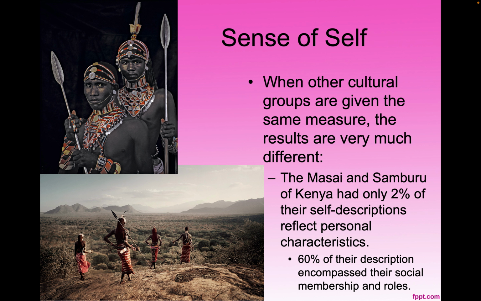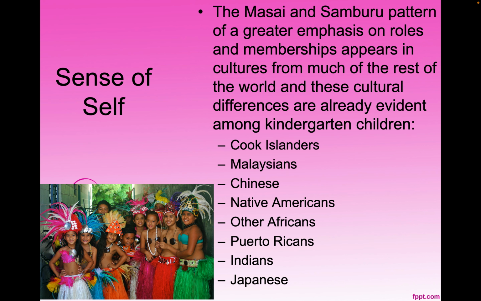When other cultural groups were given the same measure, the results are very different. The Maasai and Samburu of Kenya have only 2% of their self-descriptions reflect personal characteristics. 60% of their descriptions encompass their social membership and their roles because they are collectivist. A pattern of a greater emphasis on roles and memberships appears in cultures from much of the rest of the world, and these cultural differences are already evident among kindergarten children.